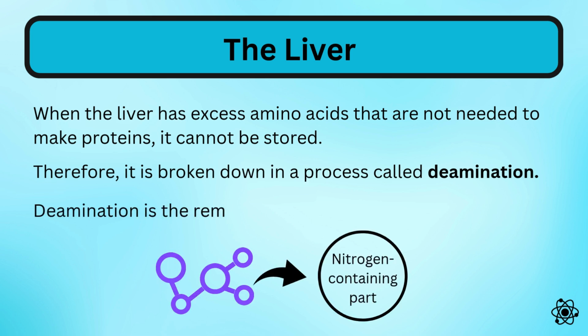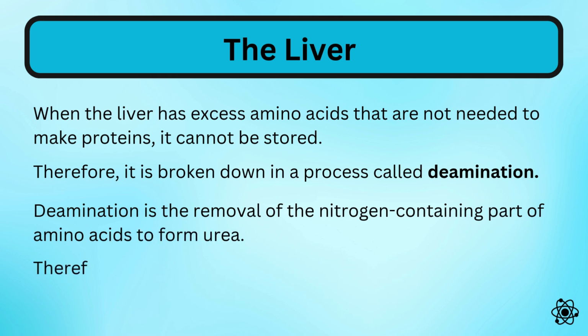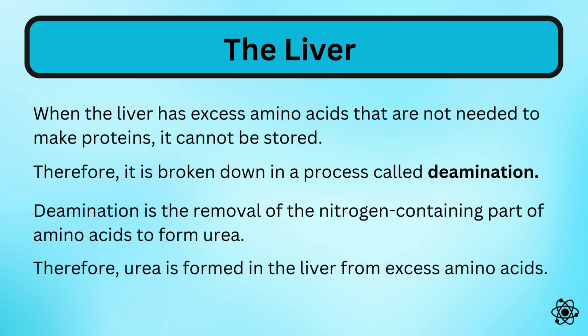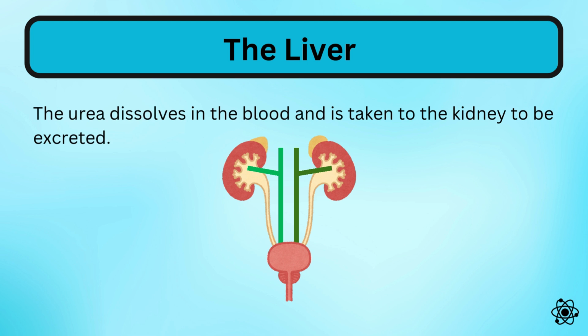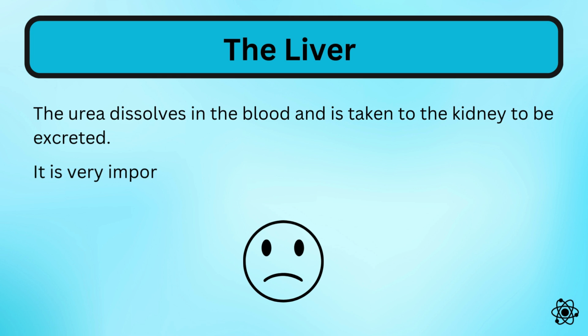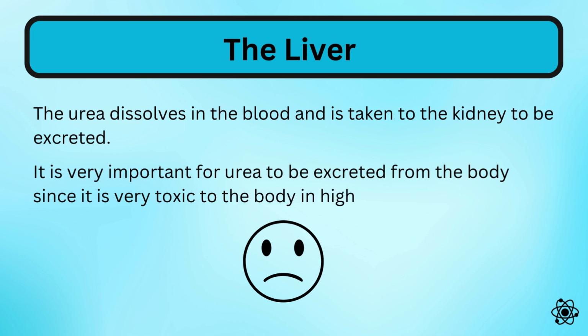Deamination is the removal of the nitrogen containing part of amino acids to form urea. It forms ammonia first and then urea. Therefore, urea is formed in the liver from excess amino acids. The urea dissolves in the blood and is taken to the kidney to be excreted. It is very important for urea to be excreted from the body since it is very toxic to the body in high levels. A buildup of toxins could cause harm to the organism.